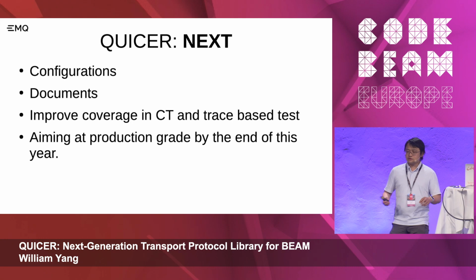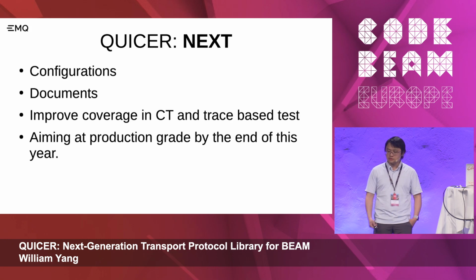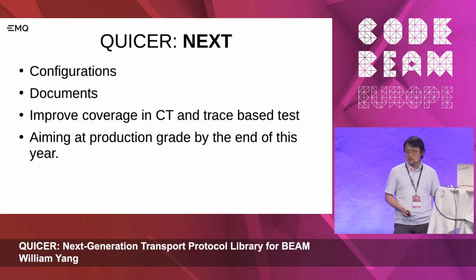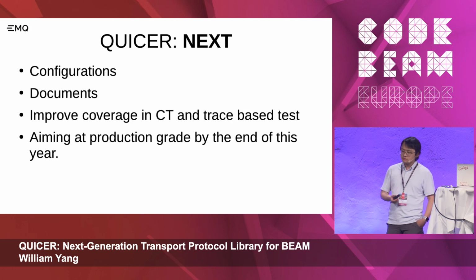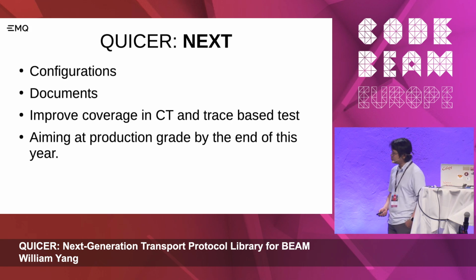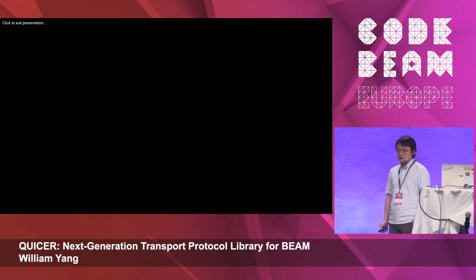Next, QUICER is still very young. It was postponed for a few months, and now we have customers interested in it. We aim to improve it by configuration, because the current configuration is mostly default or hard-coded, and we want to improve it and write some documentation for that. Of course, we also want to improve coverage in the Common Tests. We are aiming for production grade by the end of this year. This is our goal. I think that's it.